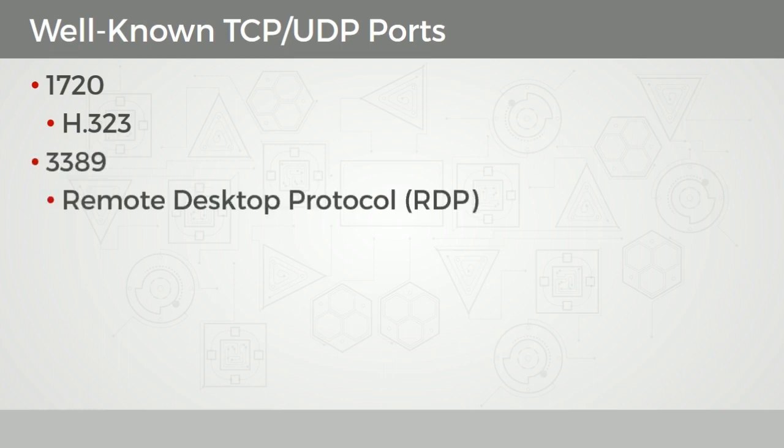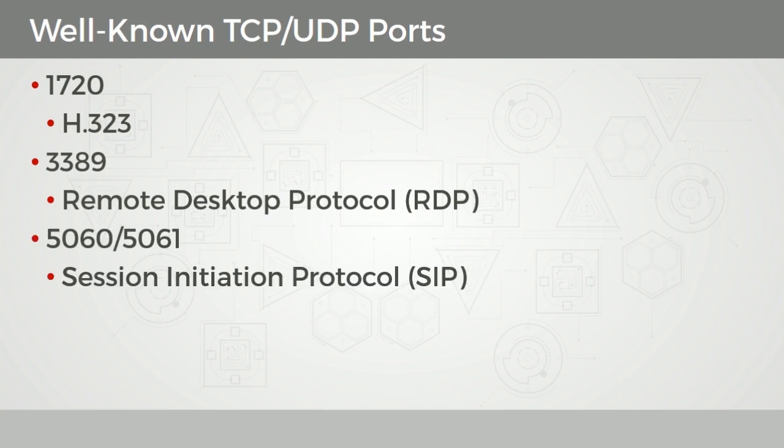3389 is the Remote Desktop Protocol. This is a very common protocol used in Microsoft organizations to get remote access to do management of systems, troubleshooting, tech support, and other purposes. In the voice over IP realm, a very popular protocol is Session Initiation Protocol, or SIP, and this is going to operate on port 5060 and 5061.